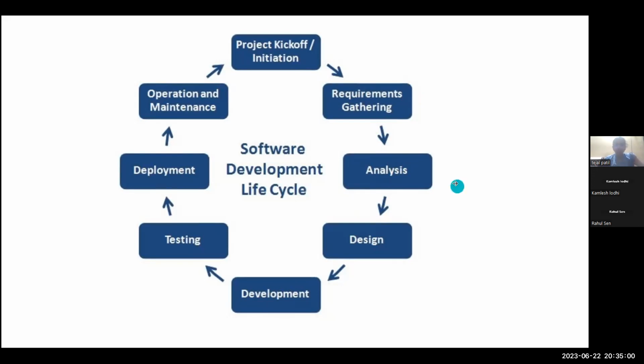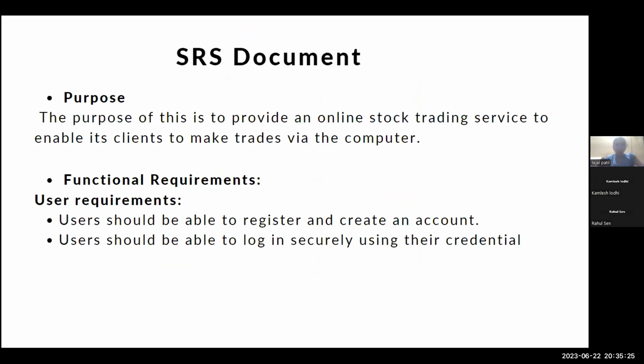And in the next phase, we will pass it on to the design phase, where the designer will understand all of the SRS document and make designs of the project. So here, we make sure that the software requirement specification document is well formatted so that the designer is able to make a good application. So the SRS document of the stock application. The purpose of this SRS document is to provide an online stock trading service to enable its clients to make trades via the computer.